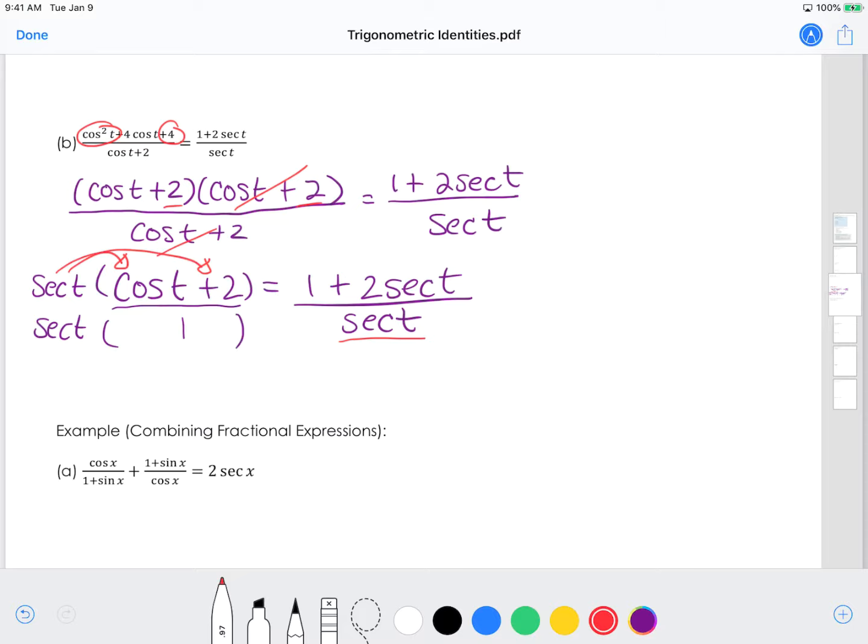Secant times cosine is going to give me 1. And that is because secant and cosine are reciprocals. Cosine can be written as 1 over secant, or secant can be written as 1 over cosine. When I multiply them together, I get 1. If I take secant times 2, I get 2 secant. And then on the bottom, I have secant times 1, which is just secant.